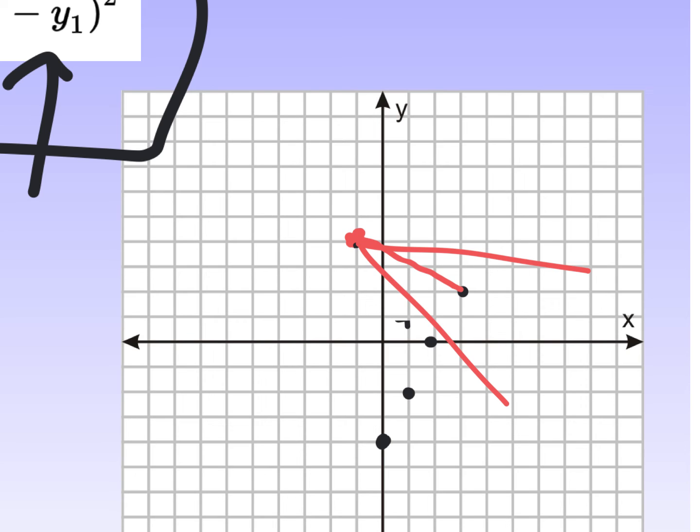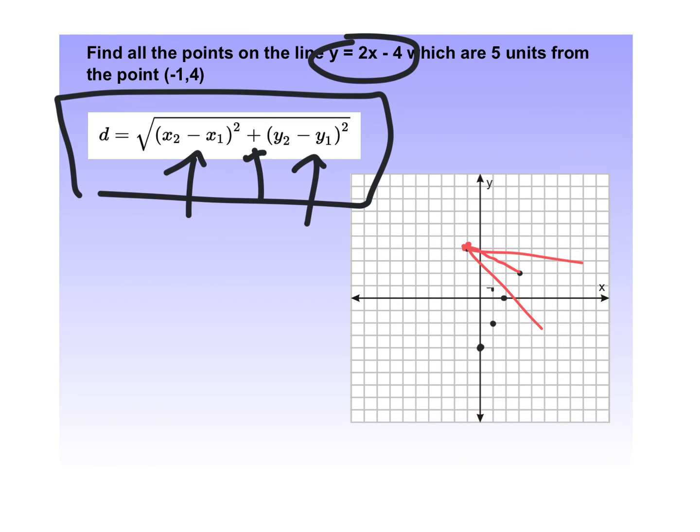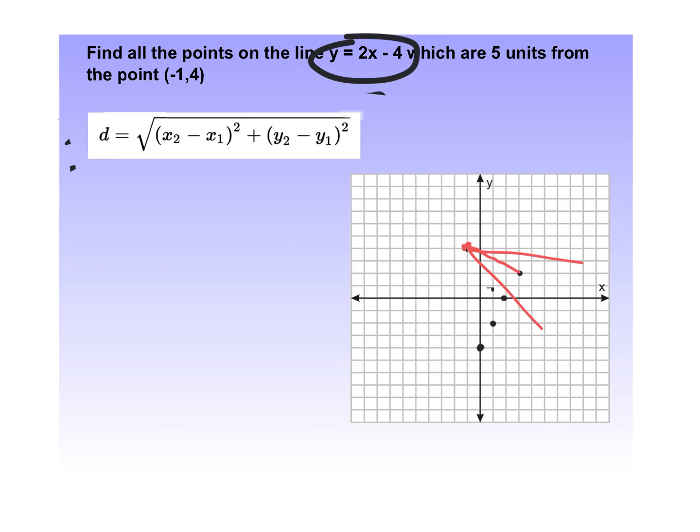So how do you do it? You don't want to do it from the picture. You want to use the formula. Would you agree that the point negative 1 comma 4 can be used effectively in this formula? You can put that somewhere, right? Okay. And how about the 5 units from it? Isn't that kind of a distance? So the distance is 5.